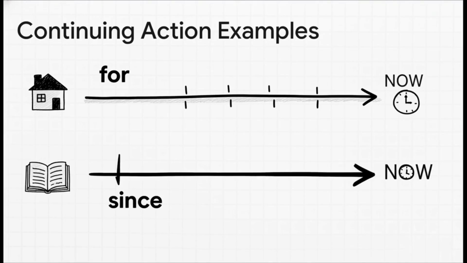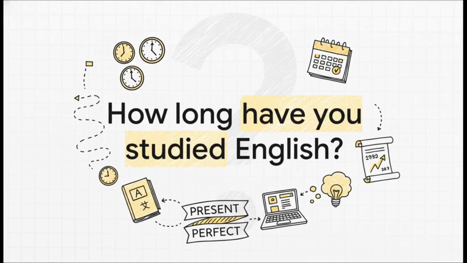It's pretty simple. You use for with a period of time, like for 5 years, and you use since with a specific starting point, like since 2020. So, let's try it out. How long have you studied English? Go ahead, think of your answer. You could say, I've studied for 10 years, or I've studied since I was in high school. See? Either way, you're using the present perfect perfectly.